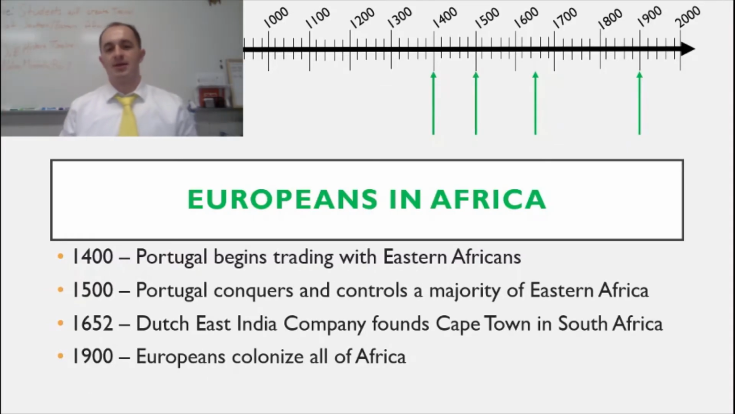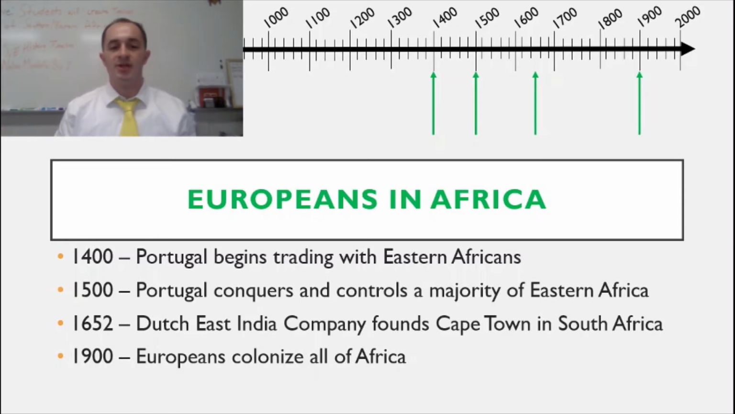Our second slide. So we talked about the ancient civilizations, and now we're going to talk about the Europeans in Africa. So this is the next big thing that happens. This is the next big stage or era in Southern and Eastern African history.